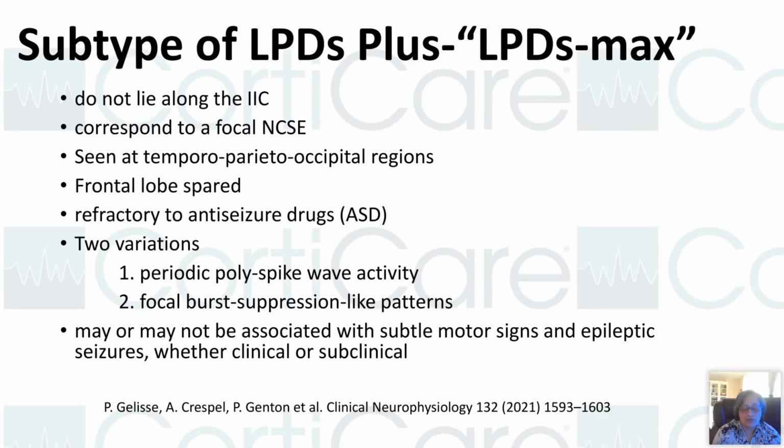This pattern is refractory to anti-epileptic meds. There are 2 variations of this pattern. One pattern is with polyspike wave, and another pattern is a focal burst suppression-like pattern. It is not a burst suppression pattern, but a burst suppression-like pattern where you would see attenuation or suppression of the signal in between the discharges.